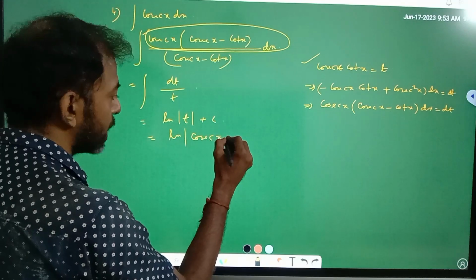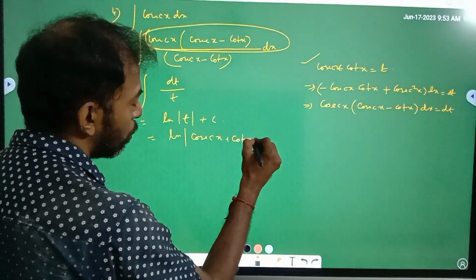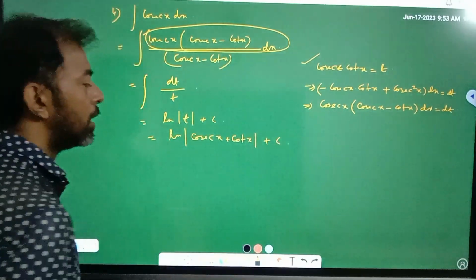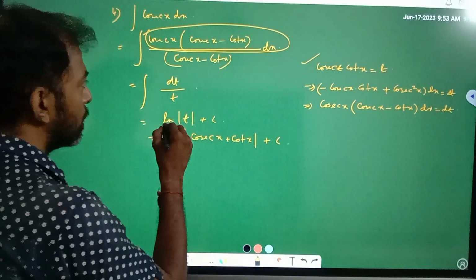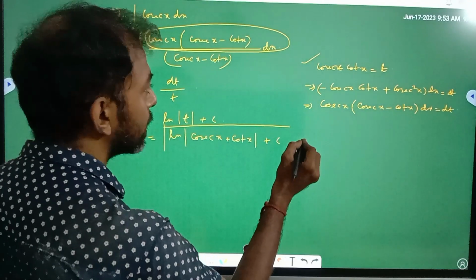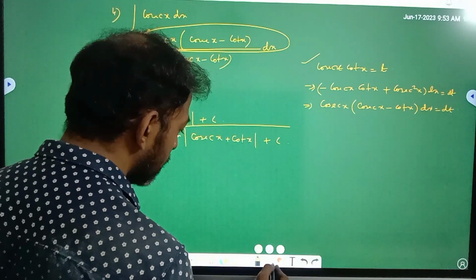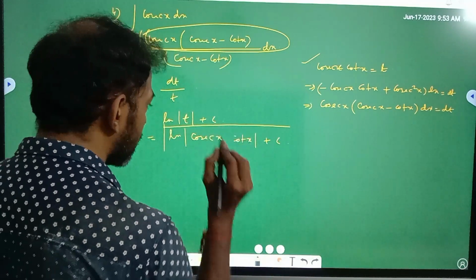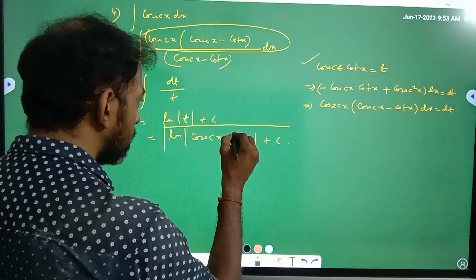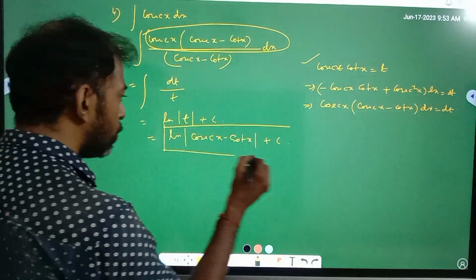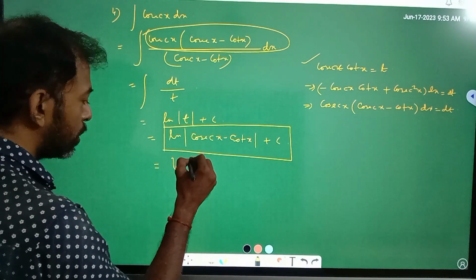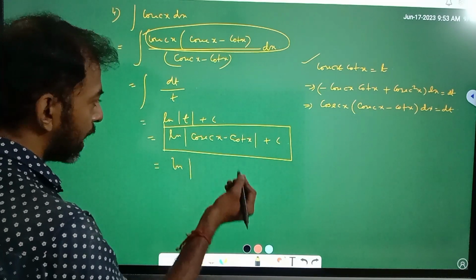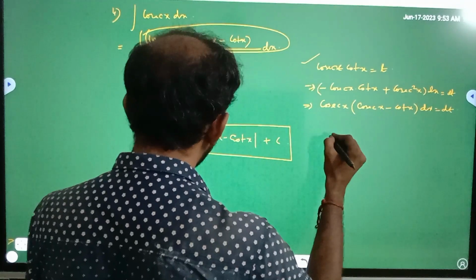So that will be log mod cosec x plus cot x plus c. That's our first formula. Cosec x minus cot x, actually, I'm sorry, cosec x minus cot x, that's our actual formula. Now you may write it as log mod something, look at the derivation.